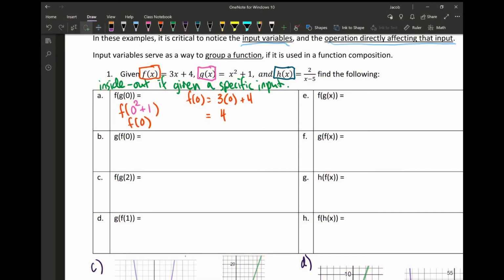B is going to work similarly, except we're going to start off by putting 0 into g of x. So I'm going to take g of what is f of x doing, 3 times 0 plus 4, and that's going to give me 4. So what is g of 4? G of 4 is equal to 4 squared plus 1, so 17.